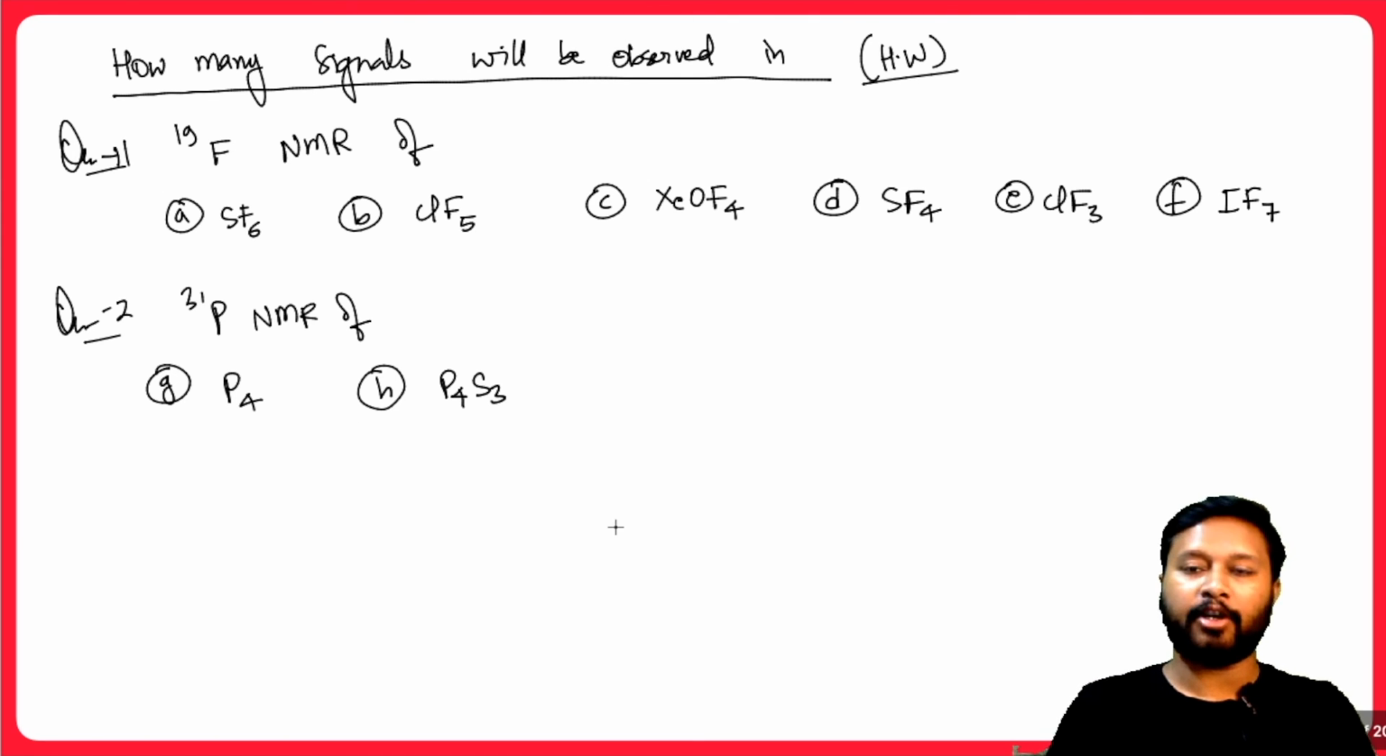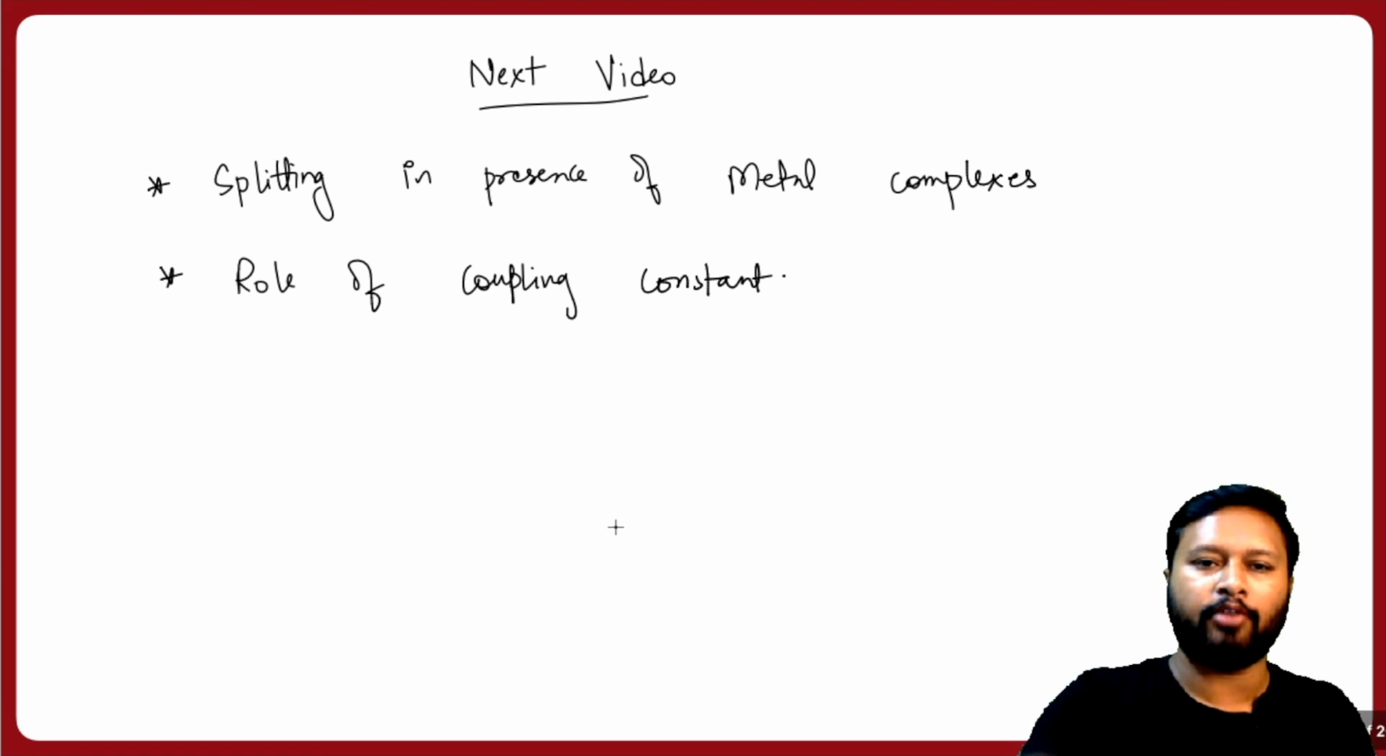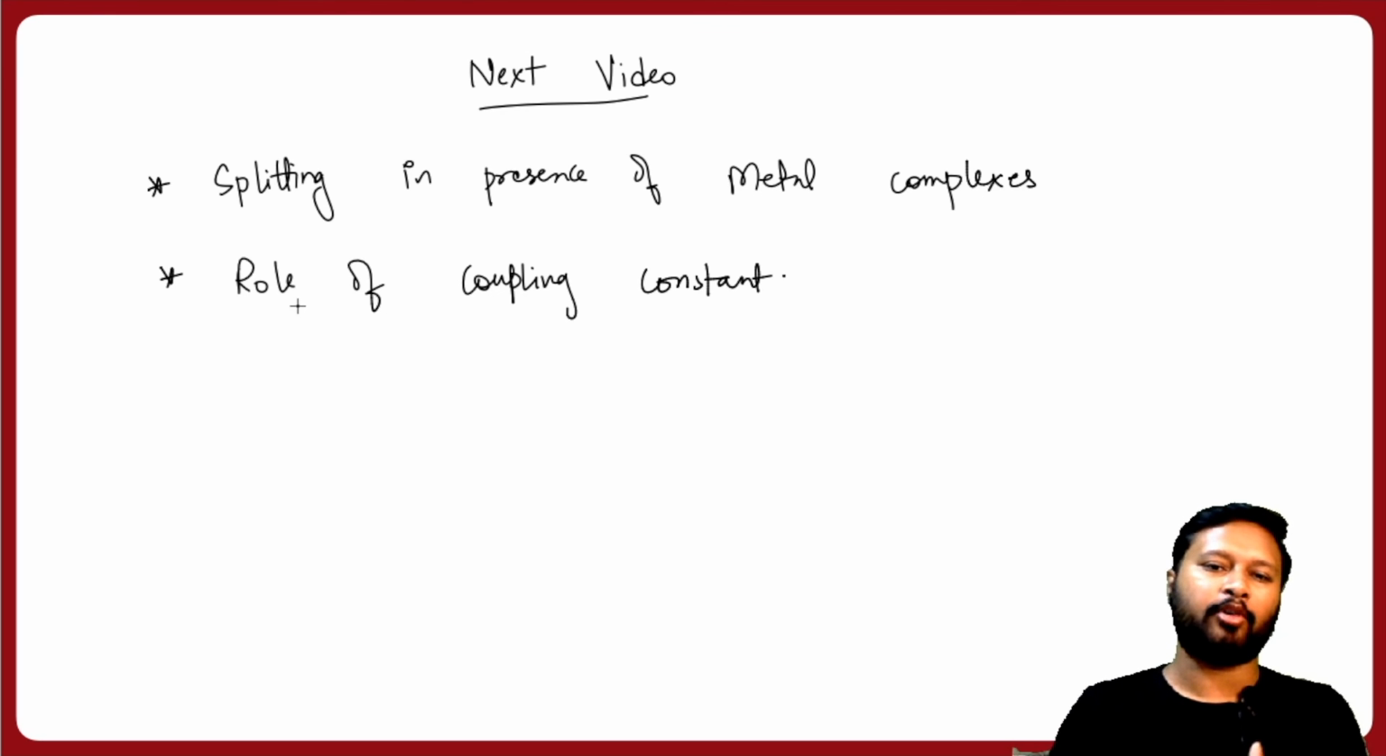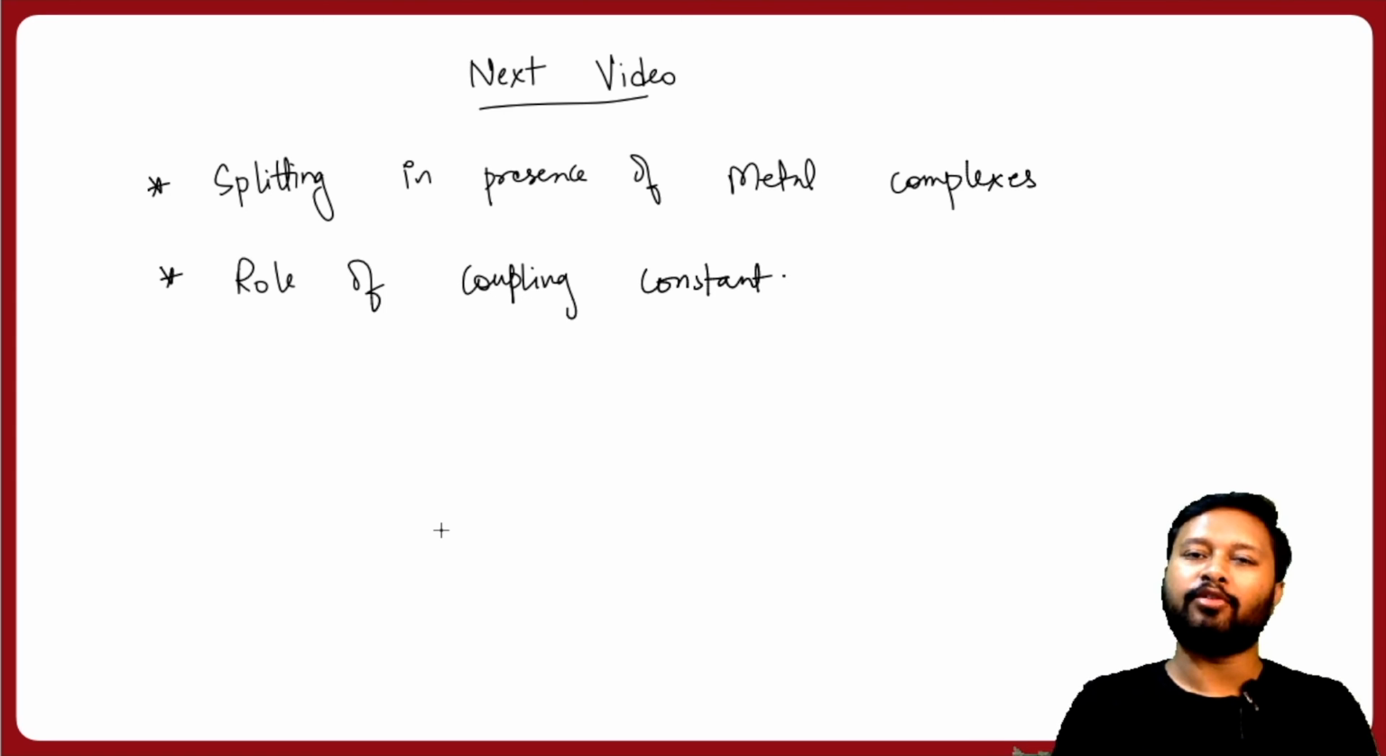So that's it for this particular video. In the upcoming video, I am going to teach you the splitting in the presence of metal complexes, like if the metal is also present in the complex, how you are going to decide the number of splitting lines. The basics will be the same, just a new type of questions will be included, and I'll be explaining the role of coupling constant and how the coupling constant changes the pattern of splitting.